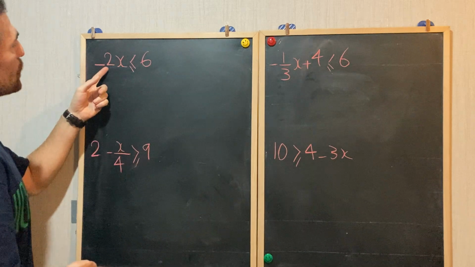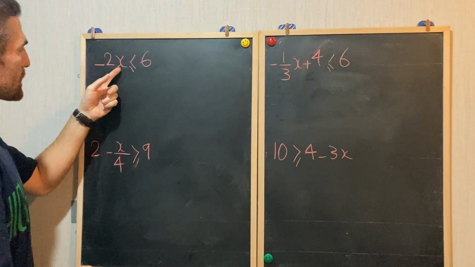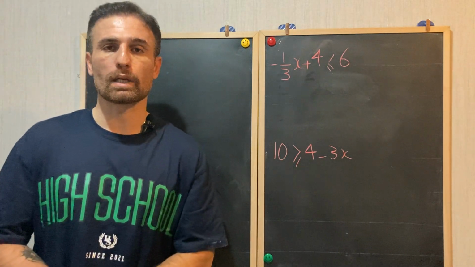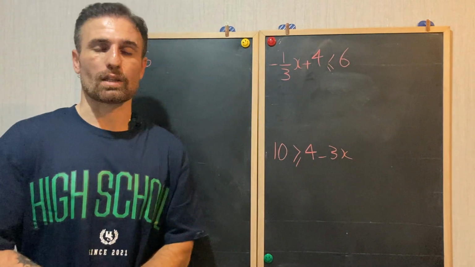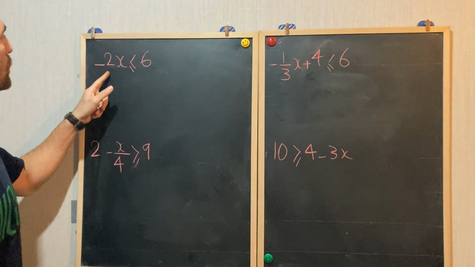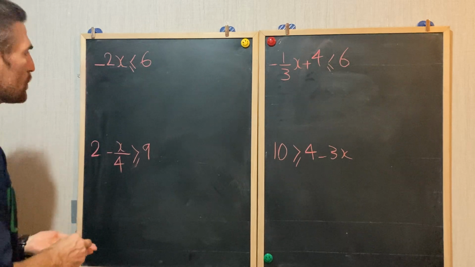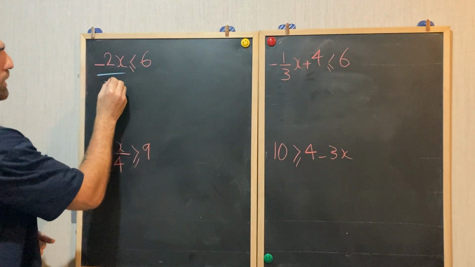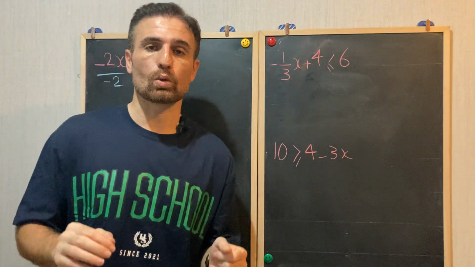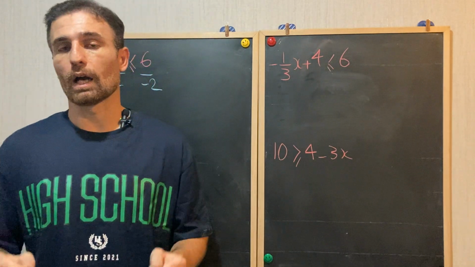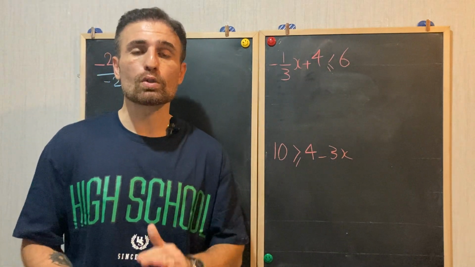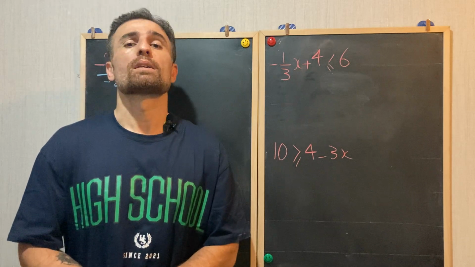So negative 2 multiplied by x. You can see here multiplication. What is the reverse operation of multiplication? Right, division. We are going to use division to continue the solution. Okay, negative 2 times x. We need to divide both sides by negative 2. But do not forget, in a linear inequality, when we multiply or divide both sides by a negative number, we need to switch the inequality symbol.